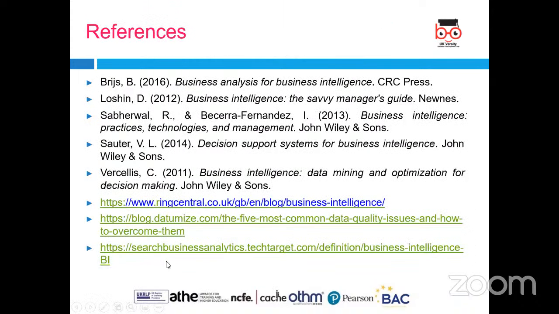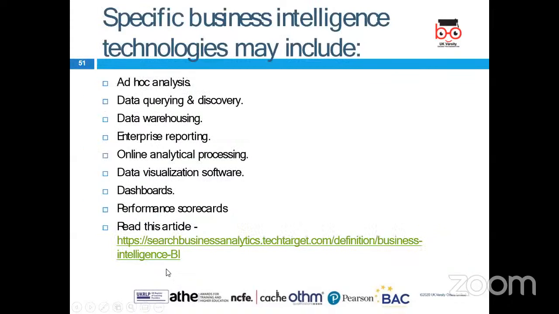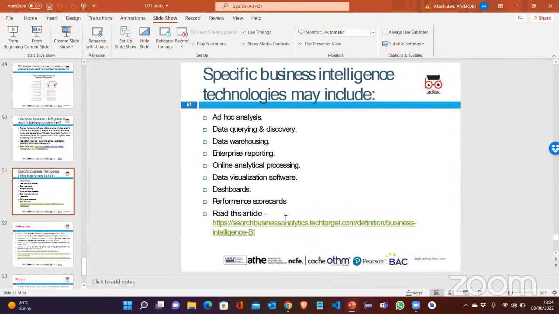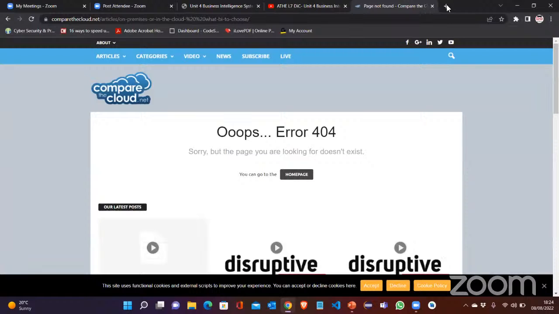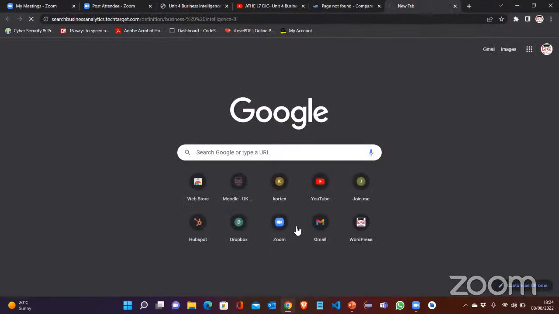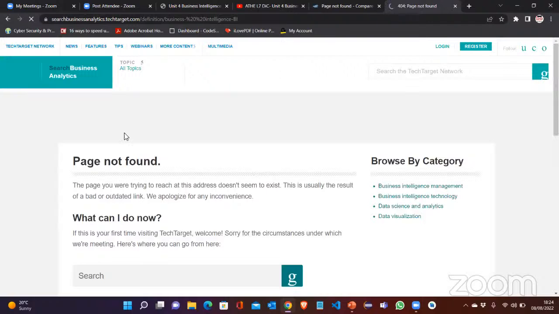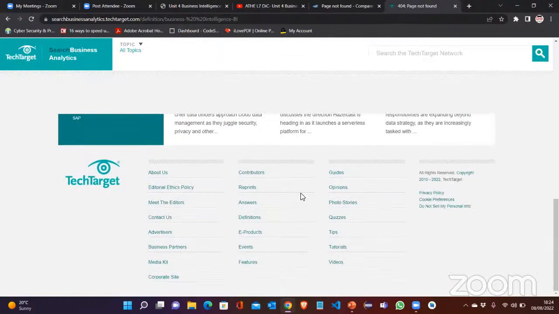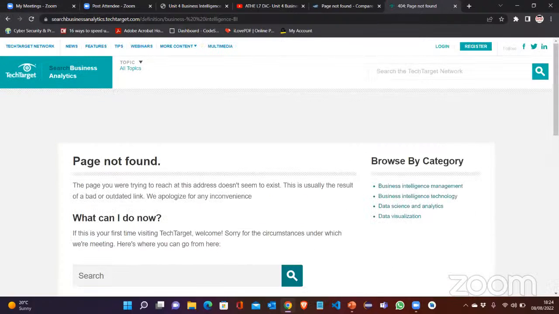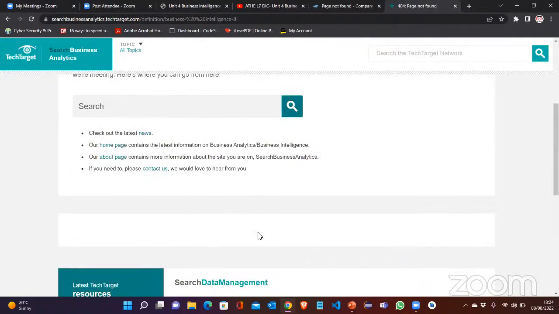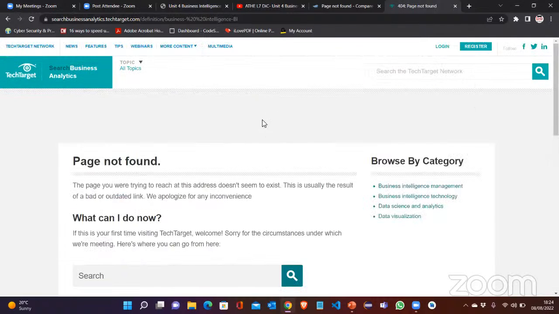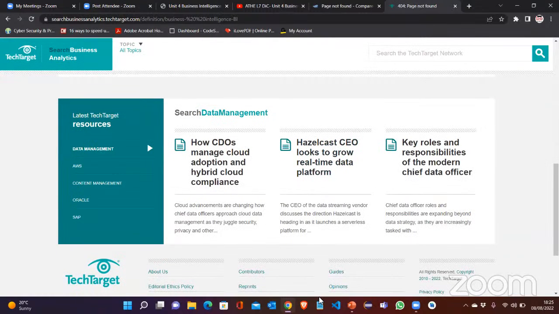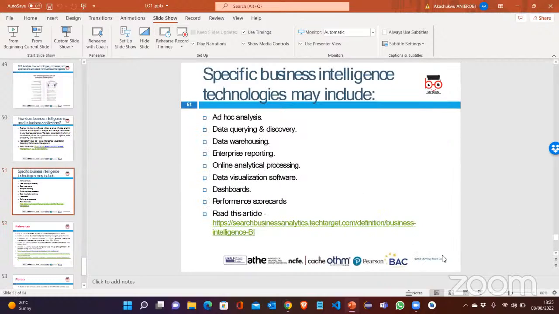So we can also look into this. I keep running into errors. I cannot find the page. Yeah, it looks like these are some old URLs maybe. Yeah, they've got changed.